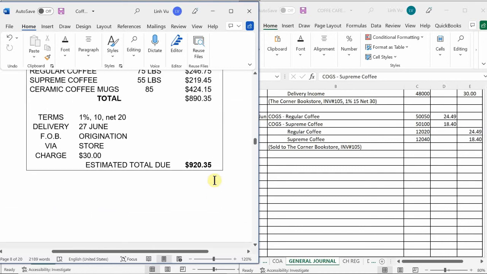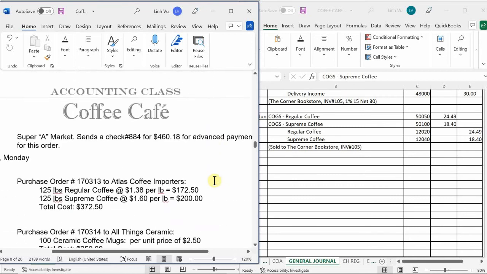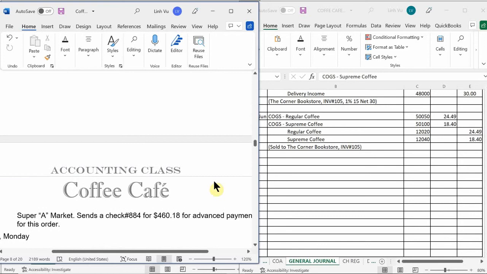So in this case, we received an advance payment for this order. So what does that mean to us? Right? We haven't delivered to them yet because we're not scheduled to deliver until the 27th of June. So they sent us money in advance for this order. So what is that considered? A customer gave me an advance payment.